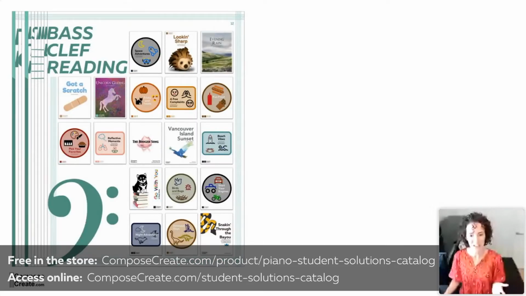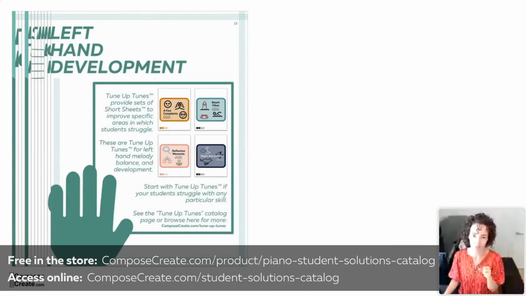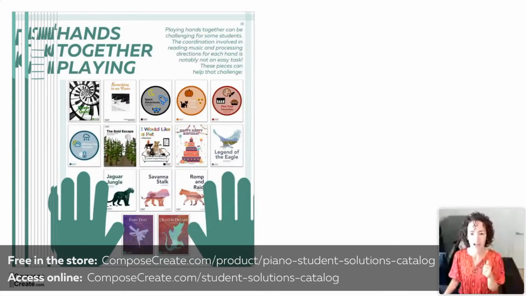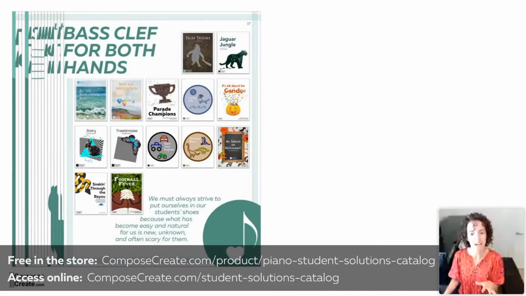Bass clef reading. What about students who really struggle reading the bass clef, but they're great at the right hand, or at the treble clef? Then this particular page has pieces that we've selected to help them with that. Left hand development, together playing, that combination in there. Bass clef for both hands.